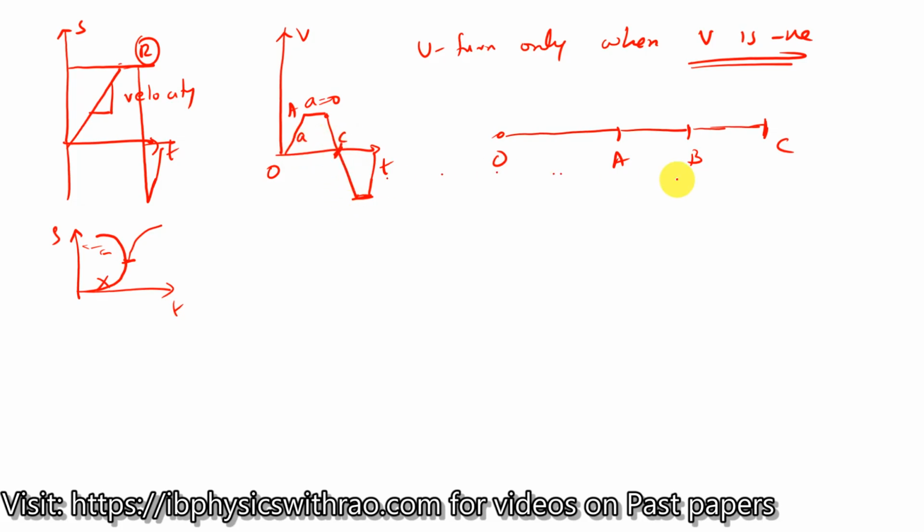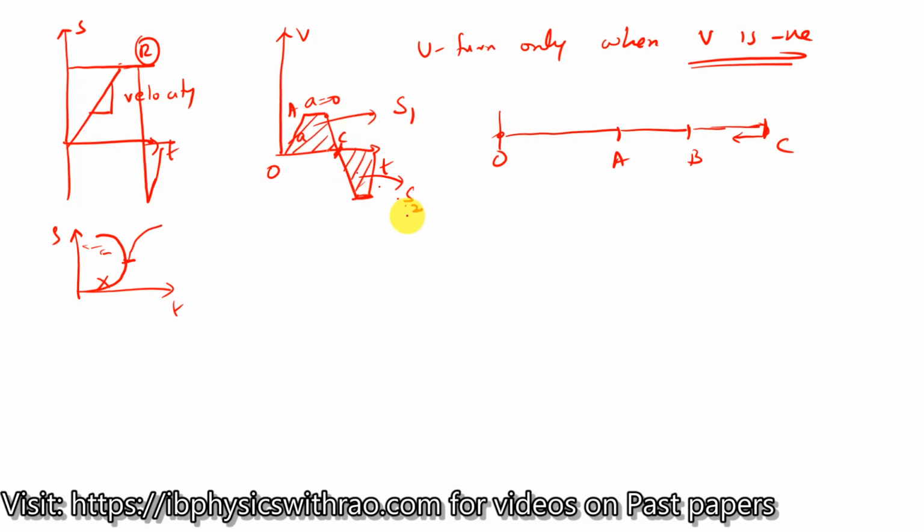And the velocity becomes negative. That means what? Here it takes a U-turn. Now if you ask me what is the distance traveled from O to C, what do you do? You find the area under the curve from O to C. This area you will get as positive displacement S1, and this area you will get as positive displacement S2.